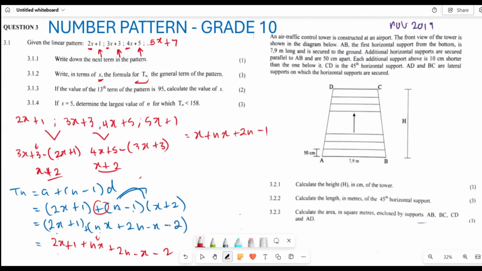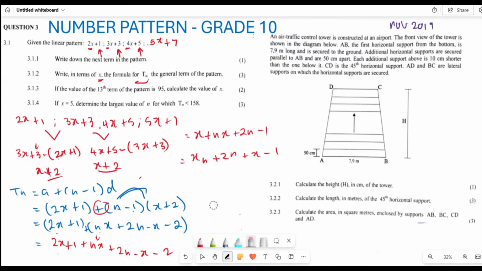Now one can still write it this way, right? One can still write it as xn plus 2n and then plus x minus 1, right? This is literally still one and the same thing. But basically, that is going to be the expression of x in terms of n. Hopefully this is making sense now, right?